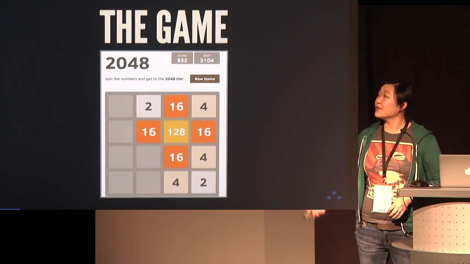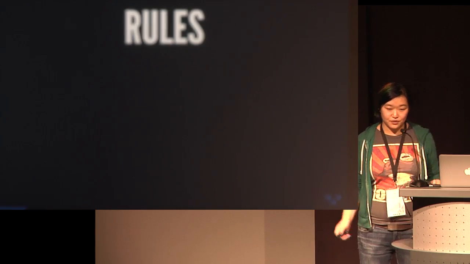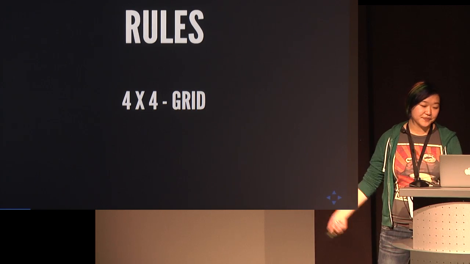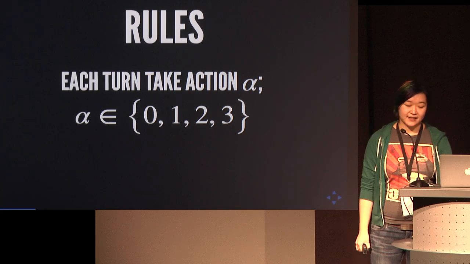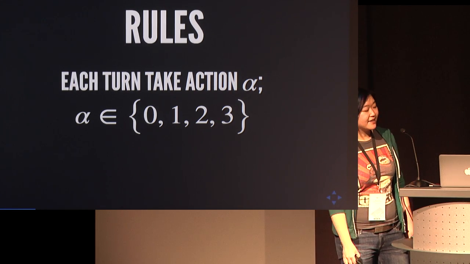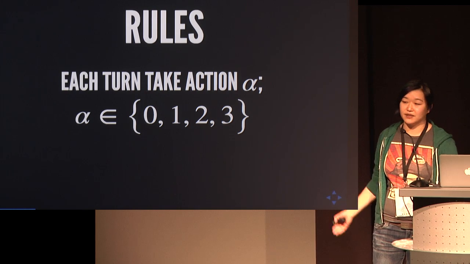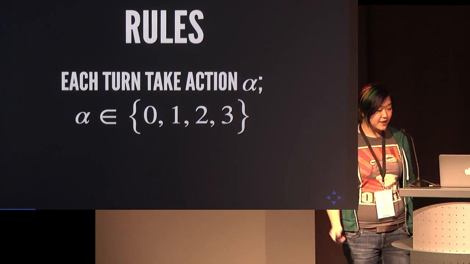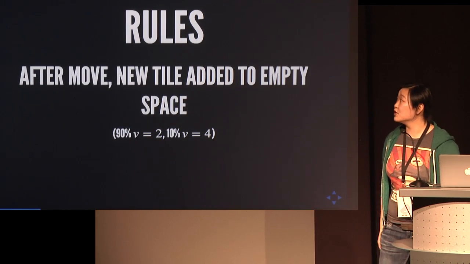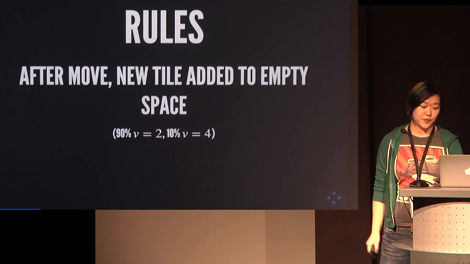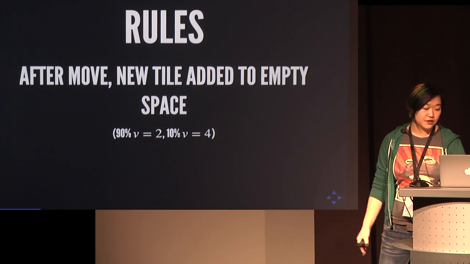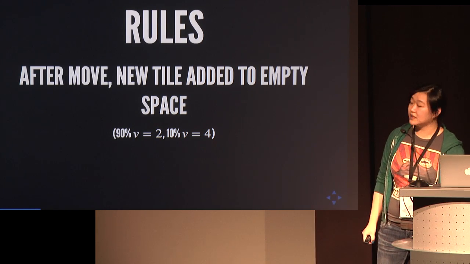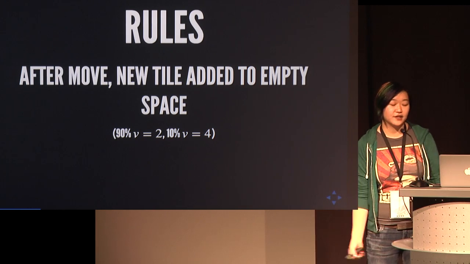All right, so let's look at the rules, a quick overview, just so we're all on the same page. We have a 4x4 grid. You've all seen that. Each turn, you take an action, which I call alpha here, and alpha is 0, 1, 2, or 3. So it's one of this set of numbers. You take this action, and after you've moved, a new tile will be added to an empty space. There's a probability distribution: there's a 90% chance that the new tile is going to be 2, and a 10% chance that the new tile is going to be 4. So every time you move, you get a new tile.